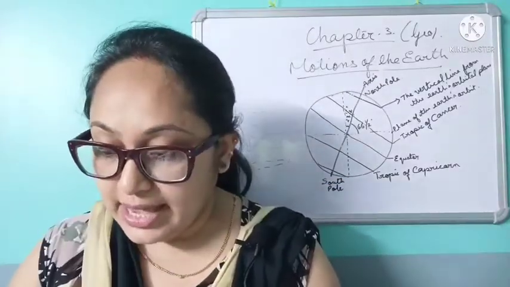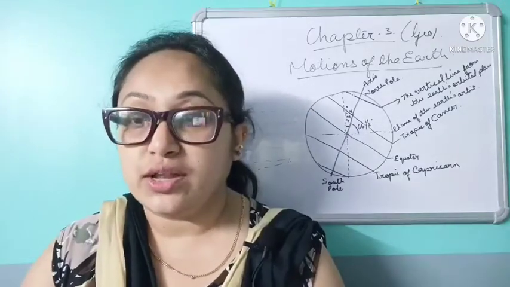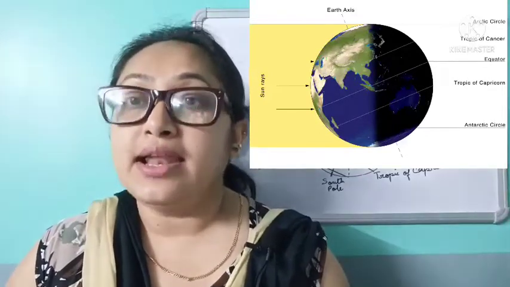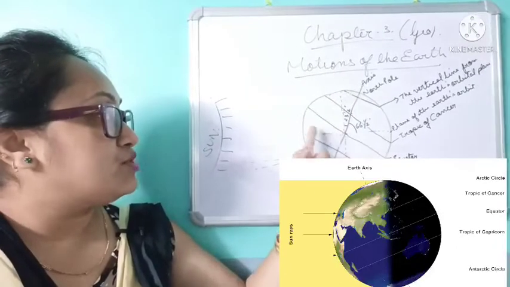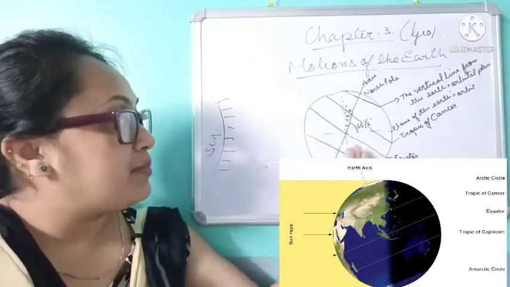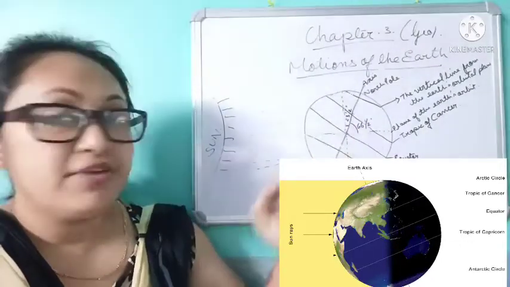It causes day and night on Earth due to the rotation. Because the sun remains constant, it is the Earth that rotates. Suppose this side is facing day. Now when it rotates, this side will come here and this side will go there, then this side will be facing day and this side will be facing night.